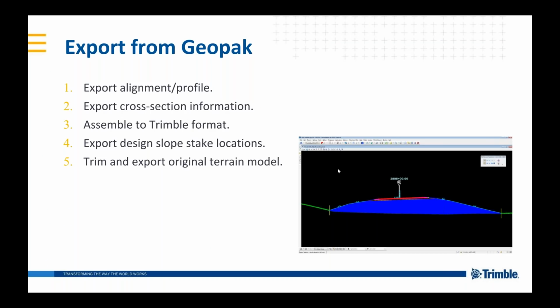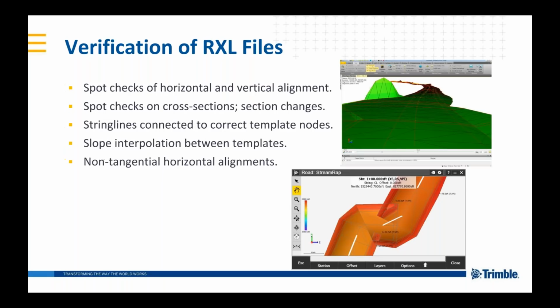So I'm going to switch back to our presentation here and go through, now that we have our data in, what we're going to be looking at for verification, just to make sure that our data is good before we go any further. So we're going to do some spot checks, horizontal, vertical alignment. We do spot checks on cross sections, particularly where we have odd things like section changes and whatnot.